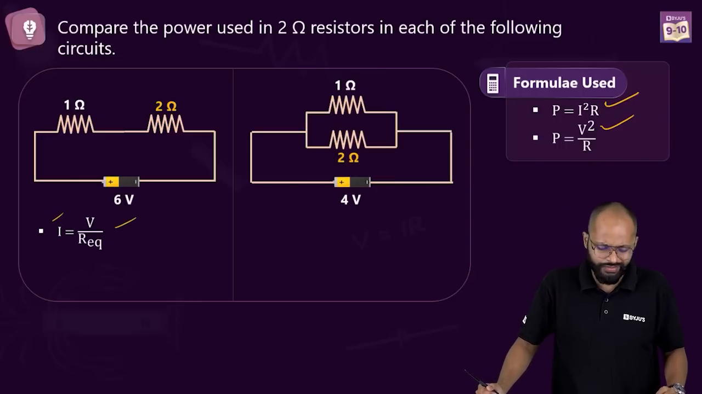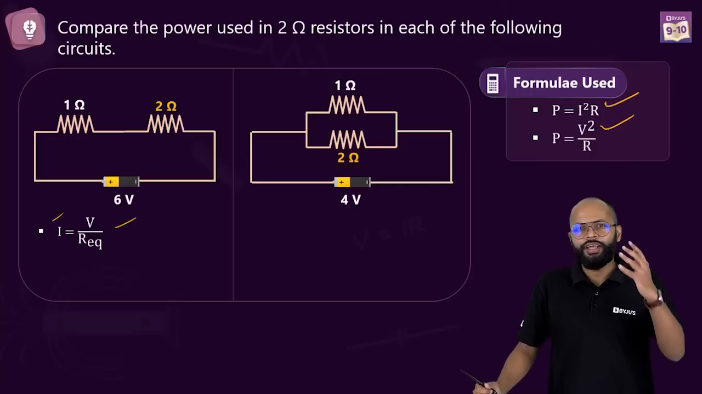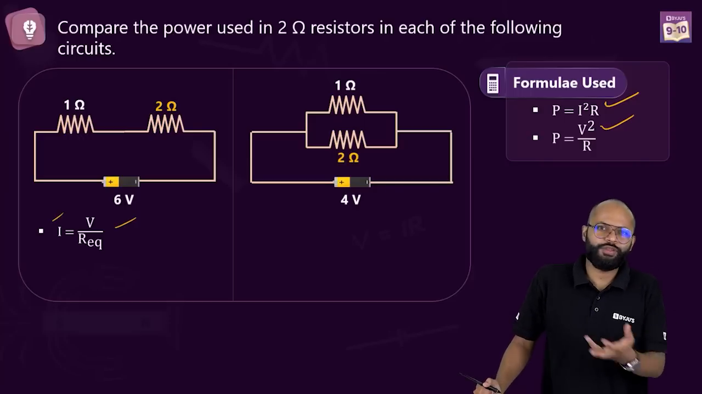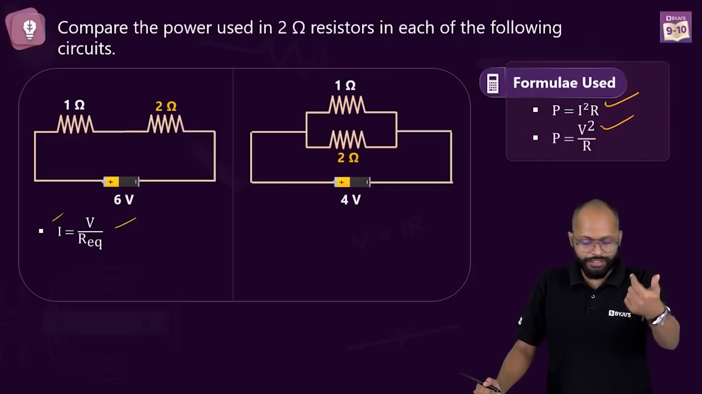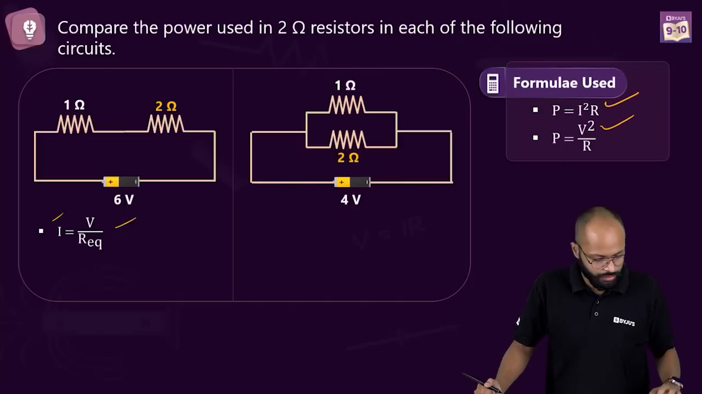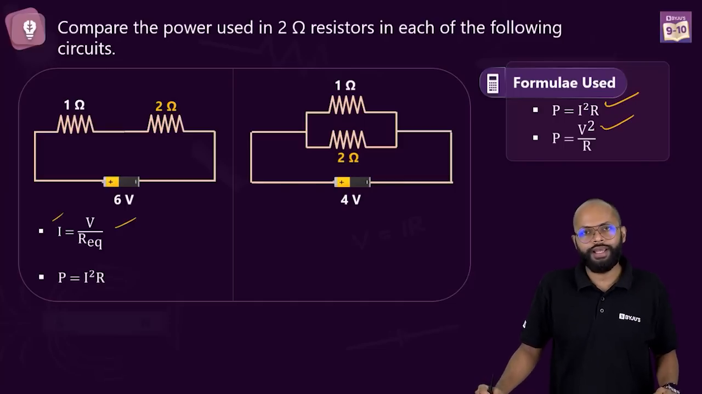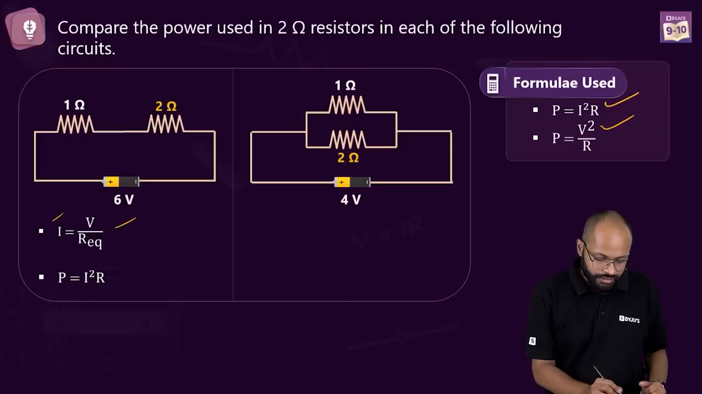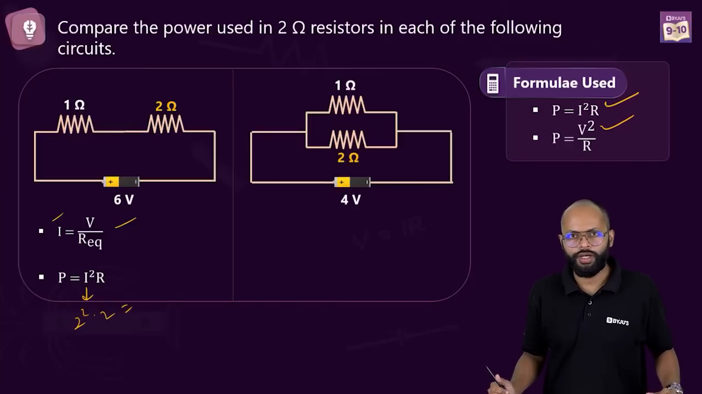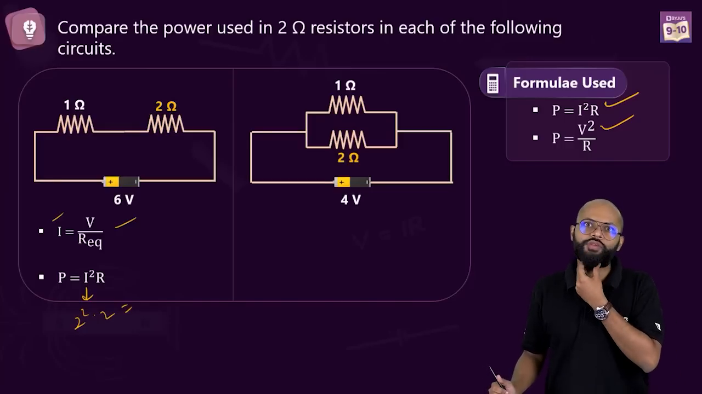What is R equivalent? It's 3 ohm. You don't have to calculate much for this. It's so simple. 2 plus 1 is 3, and 6 volts, so 6 upon 3 is 2 amperes. So you got the current is 2 amperes, right? Fine. So P will be I square R, means 2 square into 2. Got the answer, right?